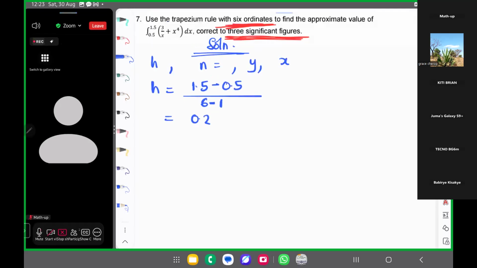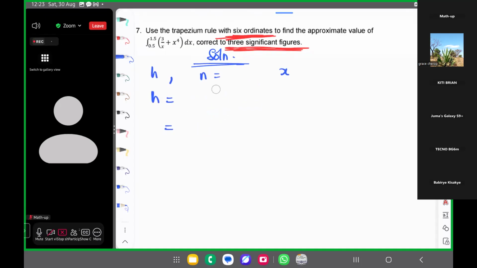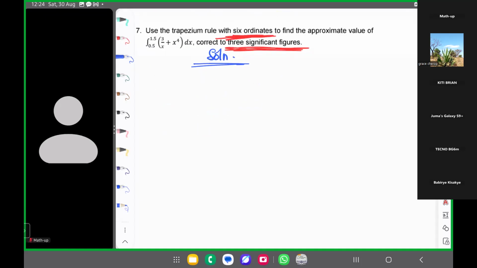Oh, my apologies. Yeah, so maybe to rush through that, we're using the trapezium rule with 6 ordinates to find the approximate value of that integral. As I underlined those two phrases in our question, 6 ordinates and 3 significant figures, they are very key because they can determine whether or not you pass the question or even get full marks. We should note that you have been given ordinates and not intervals, and that our final answer must be to 3 significant figures.